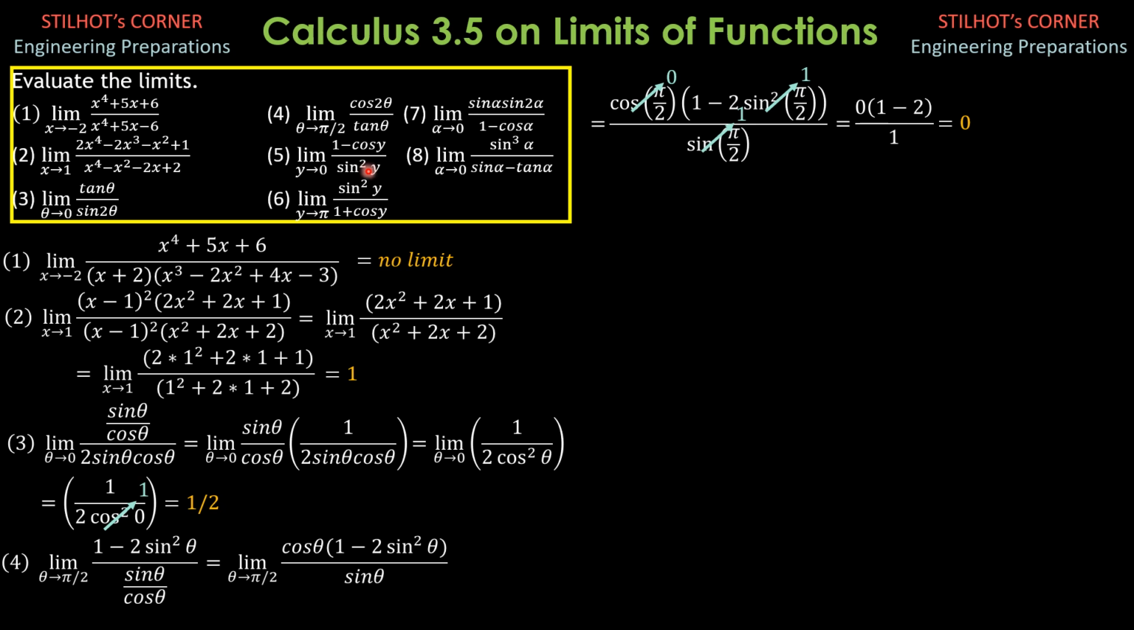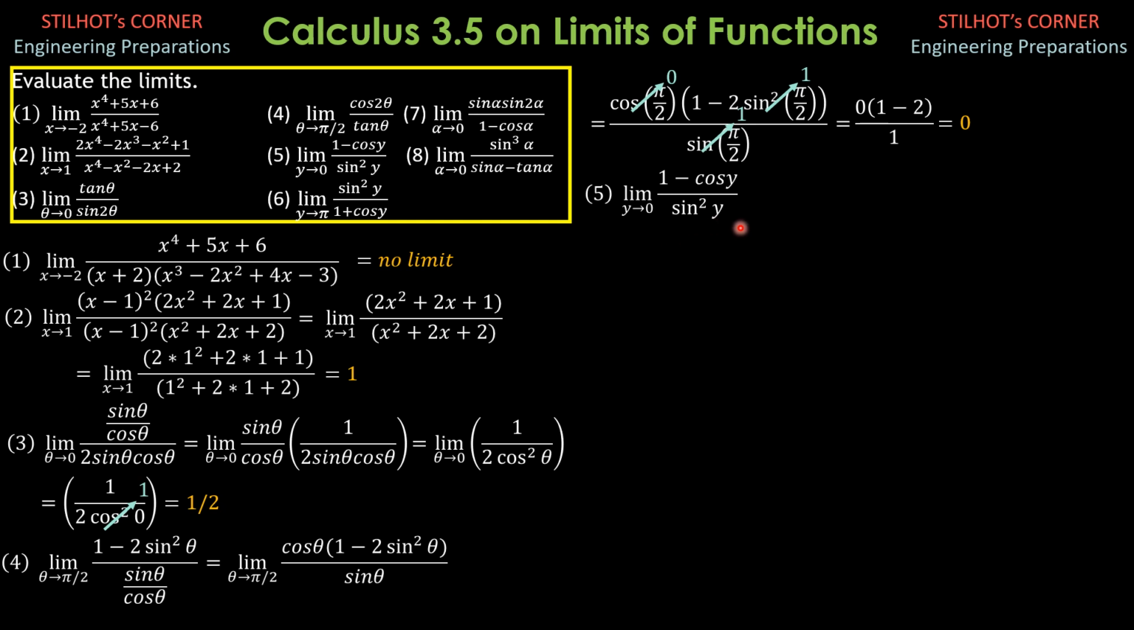Then for problem 5, we replace sine squared y by its identity because as y approaches 0, sine of y approaches 0. So 0 square is also almost 0, but not exactly 0. So we have an indeterminate form here. So we have to replace sine squared y by its identity, 1 minus cosine square of y. Sine square of y by 1 minus cosine square of y. So find a way by cancelling 1 minus cosine of y.